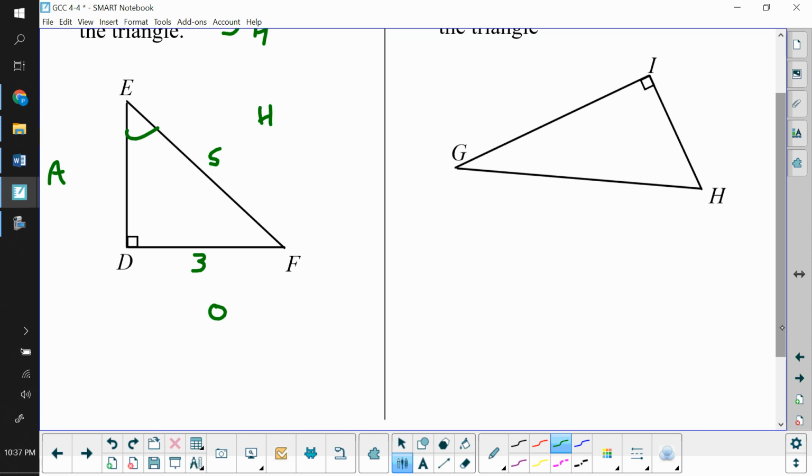This is a right triangle. Whenever you have a right triangle and you have 2 of the 3 sides, you can do Pythagorean theorem. So we're going to do our a squared plus b squared equals c squared. Remember, the c always has to be the hypotenuse. So we're going to do x squared for ED because we don't know it, plus 3 squared equals 5 squared.